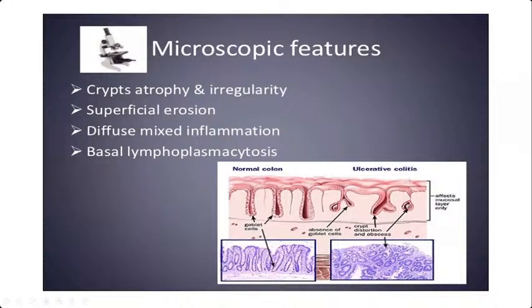And generally, ulcerative colitis affects only the mucosal layer, so it doesn't affect the muscularis propria. It is not a transmural disease, it's a mucosal disease, which is very different from what we have in Crohn's disease. There's a diffuse mixed inflammatory infiltrate, and there may be basal lymphocytosis. Then, of course, there is destruction of the goblet cells, and that's part of the distortion and narrowing of the crypts.